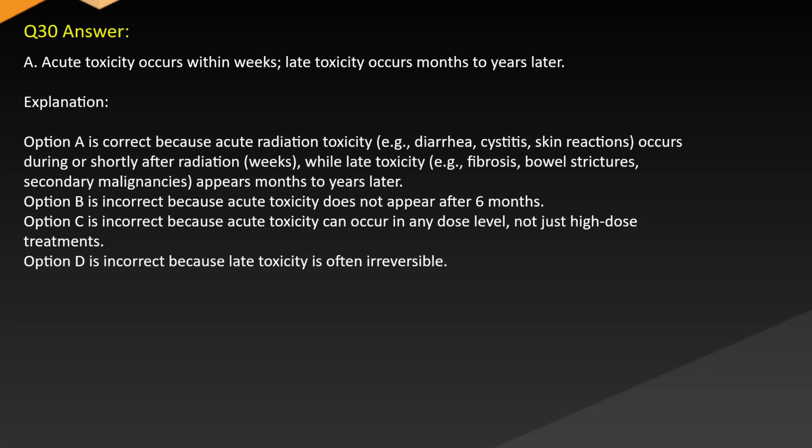Explanation: Option A is correct because acute radiation toxicity, e.g. diarrhea, cystitis, skin reactions, occurs during or shortly after radiation, within weeks, while late toxicity, e.g. fibrosis, bowel strictures, secondary malignancies, appears months to years later. Option B is incorrect because acute toxicity does not appear after 6 months. Option C is incorrect because acute toxicity can occur at any dose level, not just high-dose treatments. Option D is incorrect because late toxicity is often irreversible.